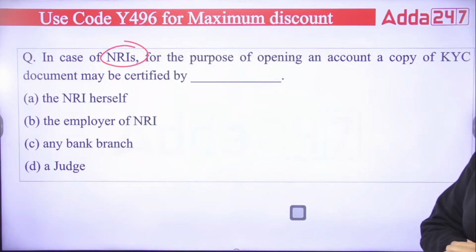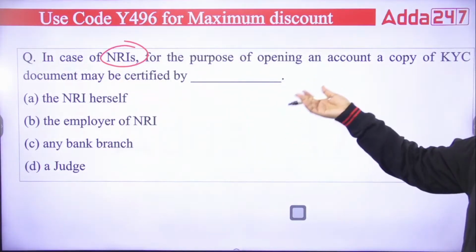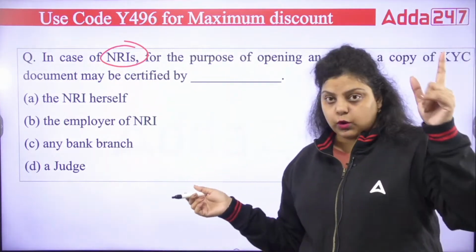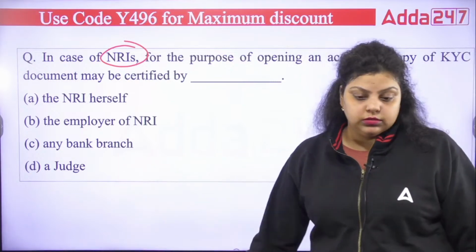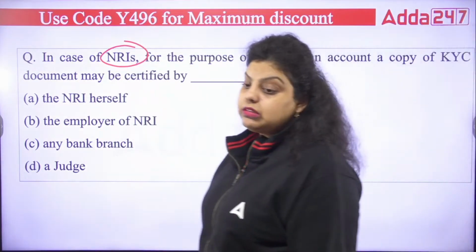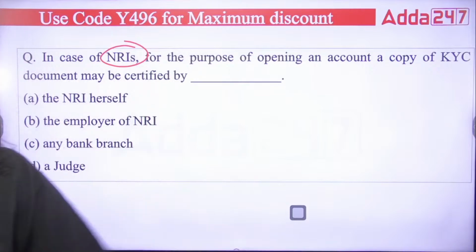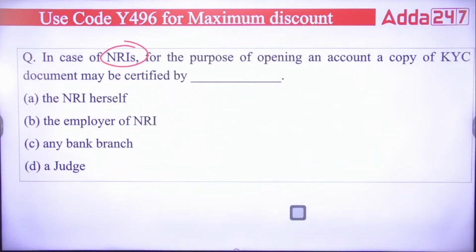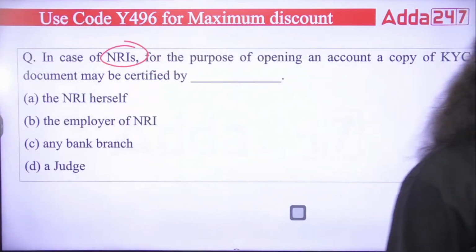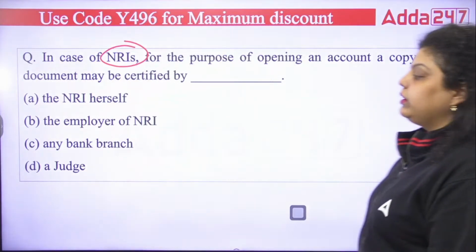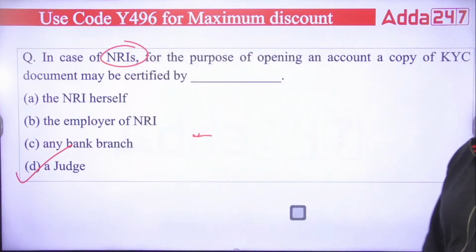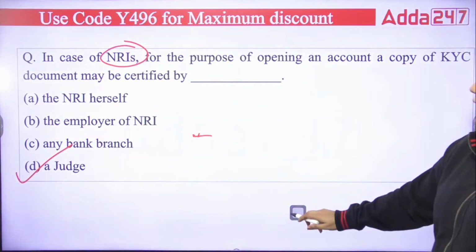Okay, now let me know. It should be done by the NRI himself or herself, the employer of the NRI wherever the NRI is working in the foreign country, any bank branch, or a judge. So from whom does the NRI have to certify his or her document for the KYC? A, B, C or D? Okay, so the right answer will be your D, that is judge. From a judge, you have to certify the documents for the KYC purpose of an NRI. So the right answer we have is D.